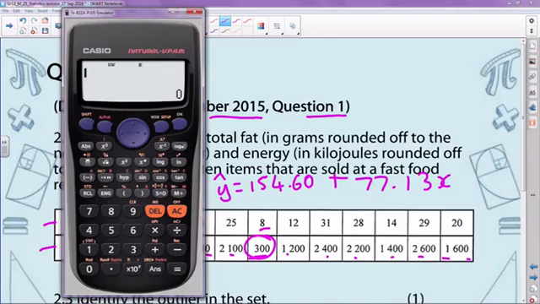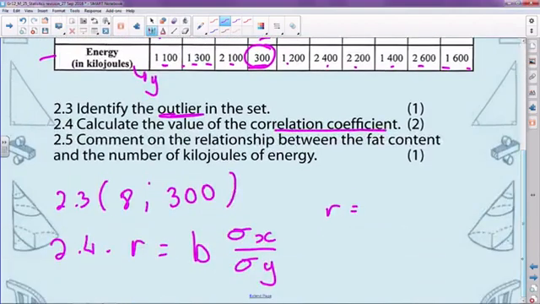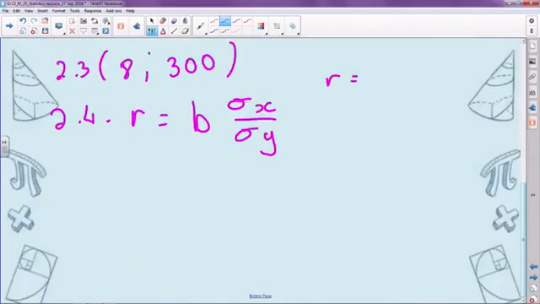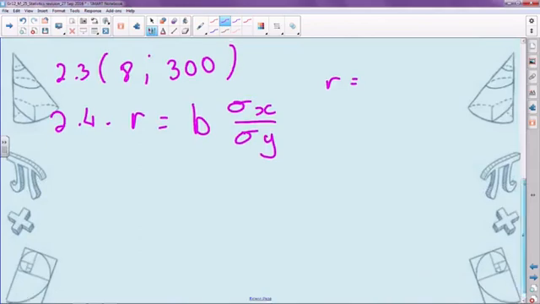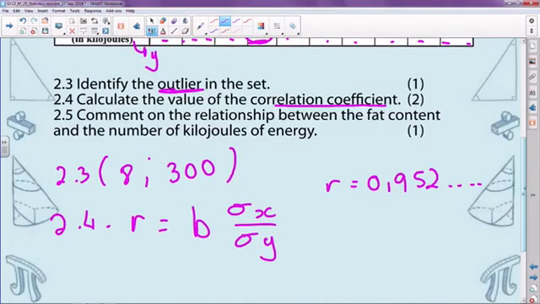So again, follow the steps. We hit Shift 1. We're looking at regression, so we press the number 5. Now we want the correlation coefficient, which is given by the letter R. So we press 3 is equal to, and we get 0,952. All right, so from your calculator, you're simply going to read off the value 0,952. Okay, so that's the value of your correlation coefficient.